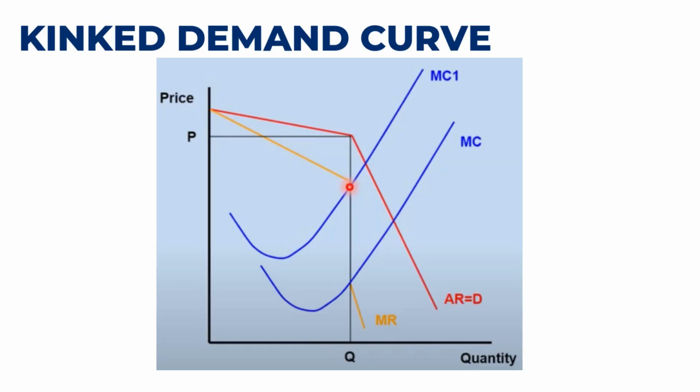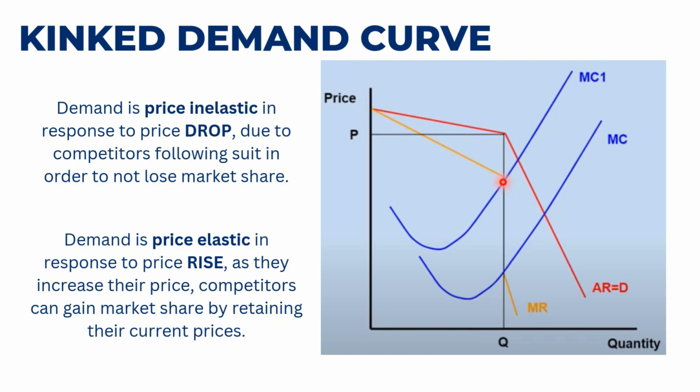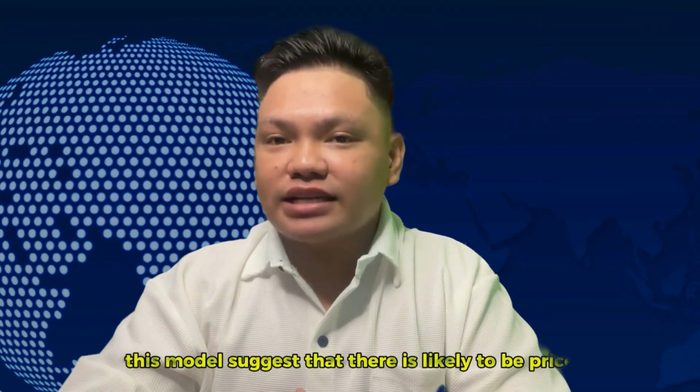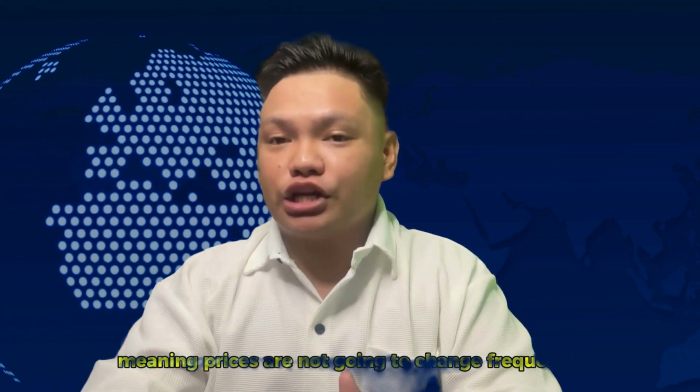The curve tells us that demand is price inelastic in response to a price drop, meaning a change in price but little to no change in quantity demanded, due to competitors following suit in order to not lose market share. It also says that demand is price elastic in response to a price rise: a change in price and also a change in quantity demanded. As they increase their price, competitors can gain market share by retaining their current prices. This model suggests that there is likely to be price rigidity, meaning prices are not going to change frequently.